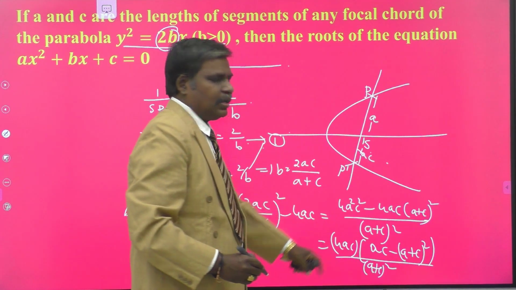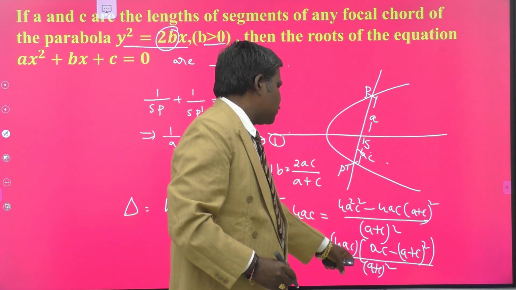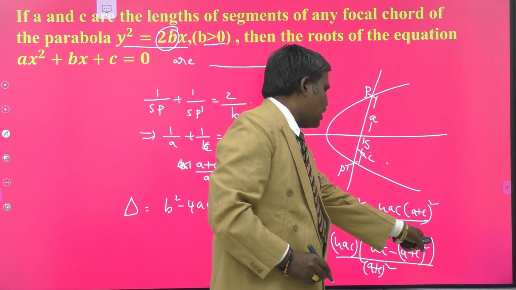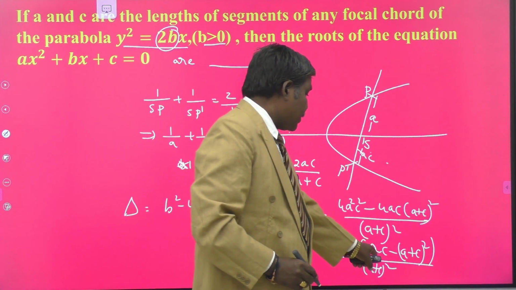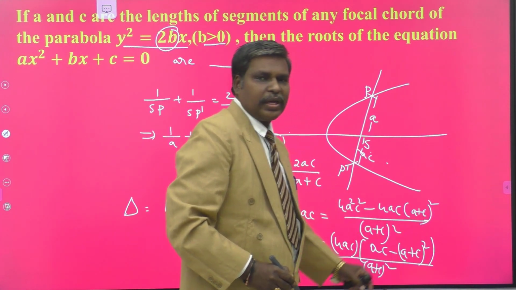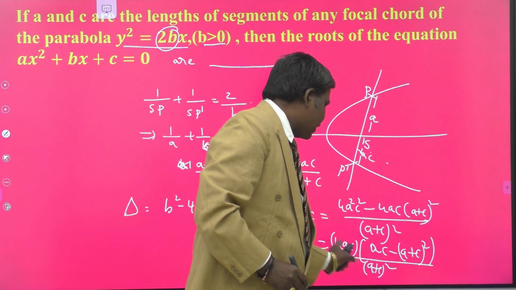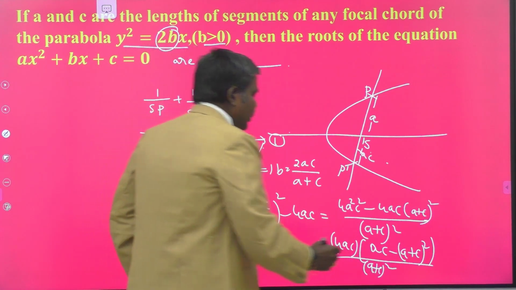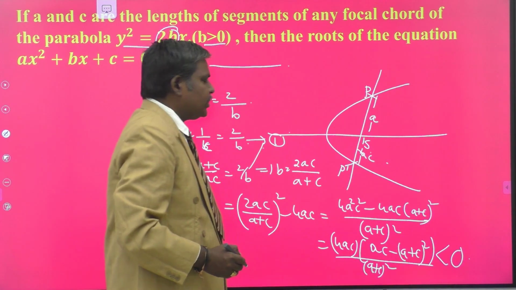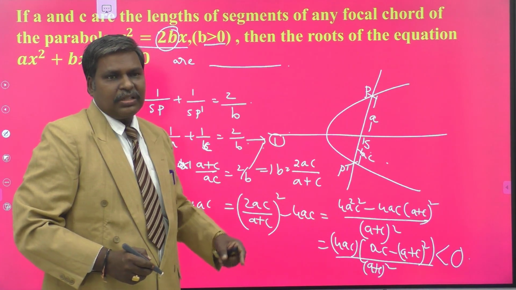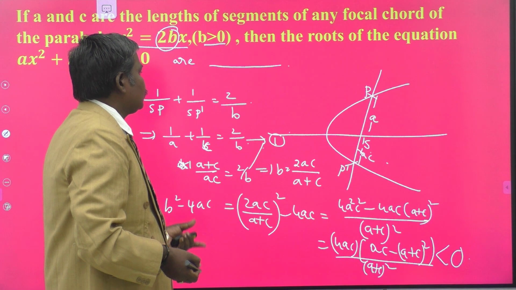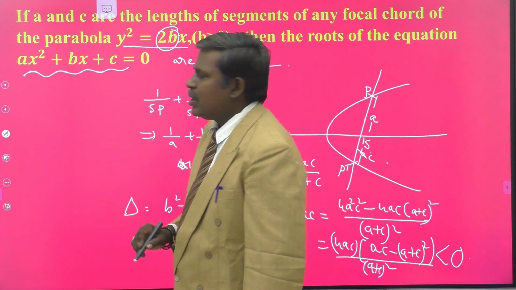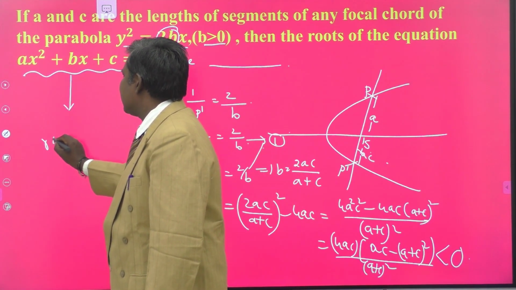My dears, a and c are the lengths of the segments. So ac is positive, and a plus c whole square is also positive. We know that ac is always less than or equal to a plus c whole square. Their lengths are positive, so strictly ac is less than a plus c whole square. Therefore this is a negative quantity. Negative into some positive quantity is negative, so the entire quantity becomes negative. So b square minus 4ac is negative, which means the discriminant of the quadratic equation is negative. That means the roots are imaginary. So both the roots of this quadratic equation ax square plus bx plus c equal to 0 are imaginary.